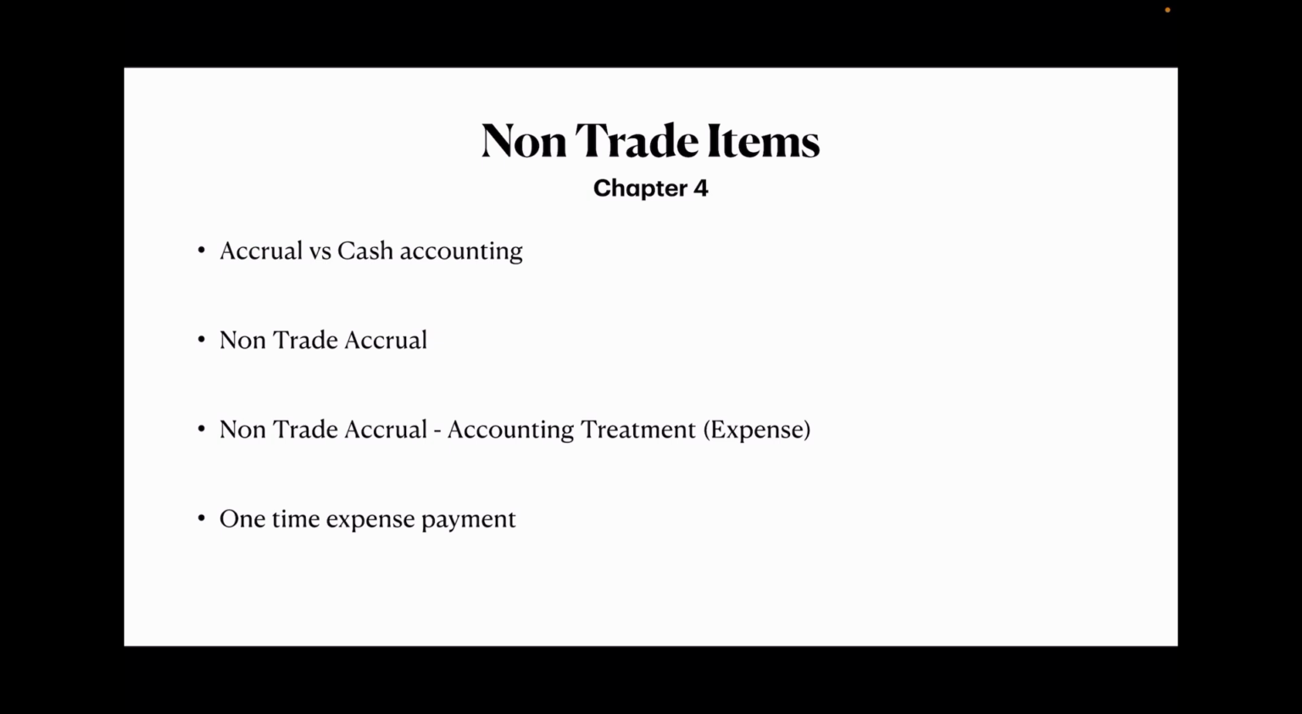In chapter 4, we learn the difference between cash versus accrual accounting and how we account for non trade accruals like audit fee, fund admin charges, and legal expenses. We also cover how one time payments are handled and accounted properly.